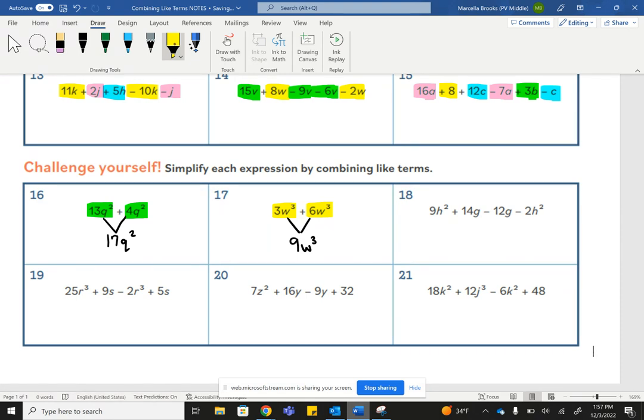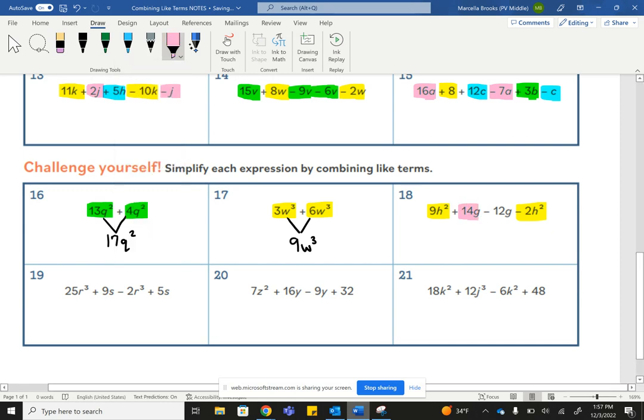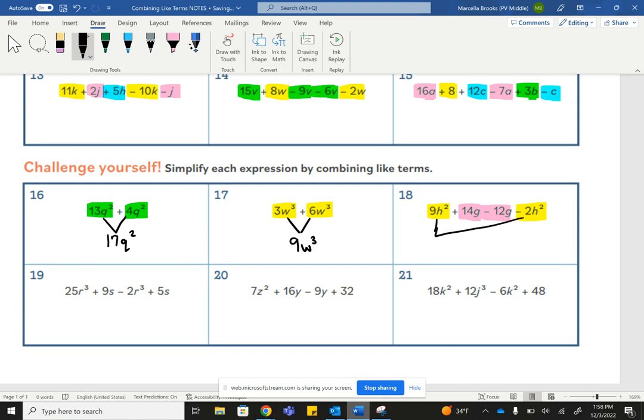Now, moving on to the next one. We have 9h squared. I don't have any other 9. Oh, I do have another. We got negative 2h squared. Then I can do my other like terms. I have 14g minus 12g. So 9 minus 2 is 7, so it'll be 7h squared. And then 14 minus 12 is 2, so it'll be plus 2g. And we're done with that.